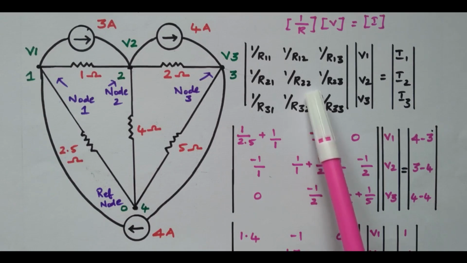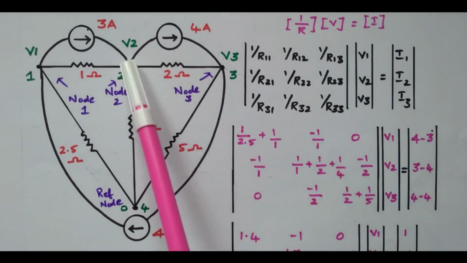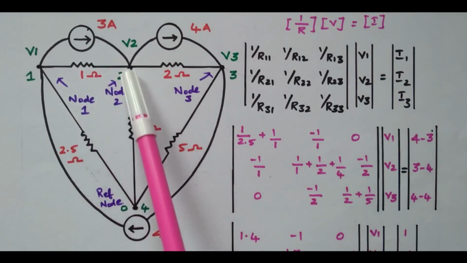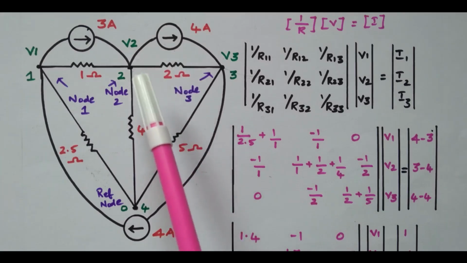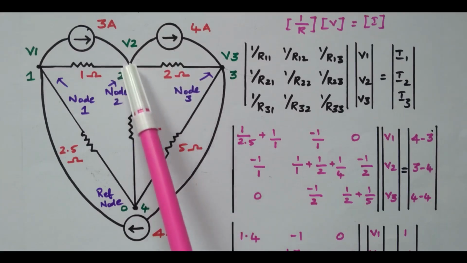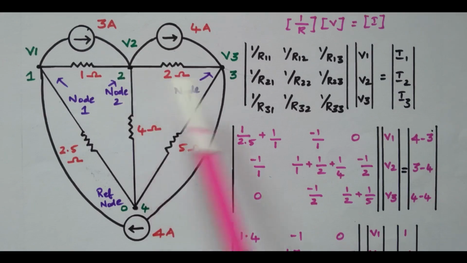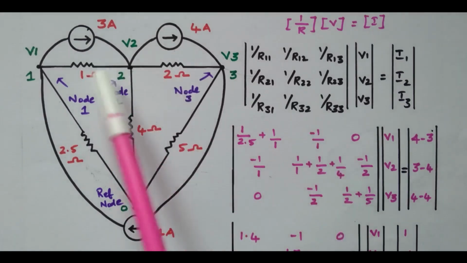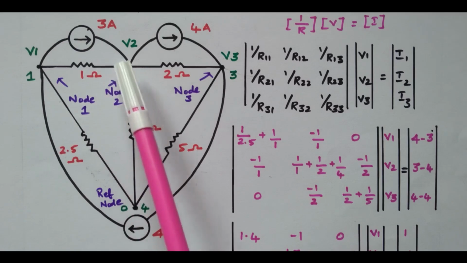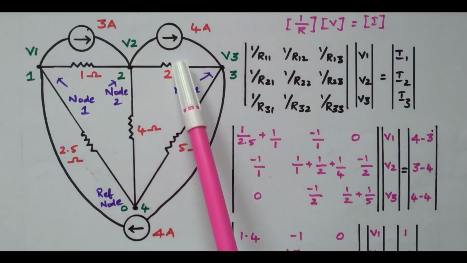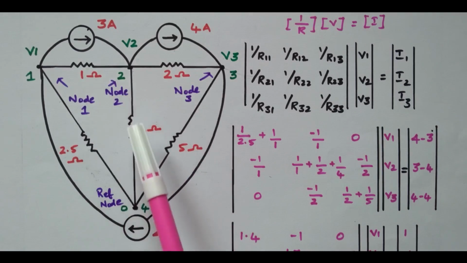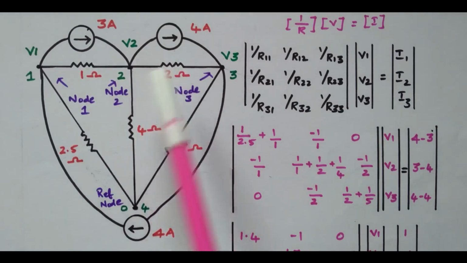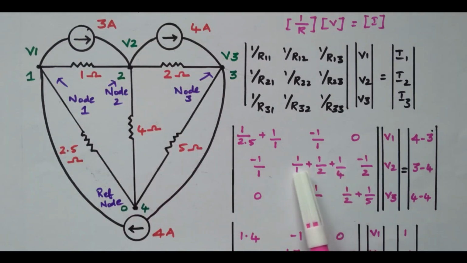R22. What is R22? The resistors connected at the second node. What are the resistors connected at the second node? This 1 ohm, this 4 ohm and this 2 ohm. 3 resistors are connected at the second node. That is called R22. We need to add all these 3. So 1 by 1 plus 1 by 4 plus 1 by 2. R22 means the sum of the resistors connected at the second node.